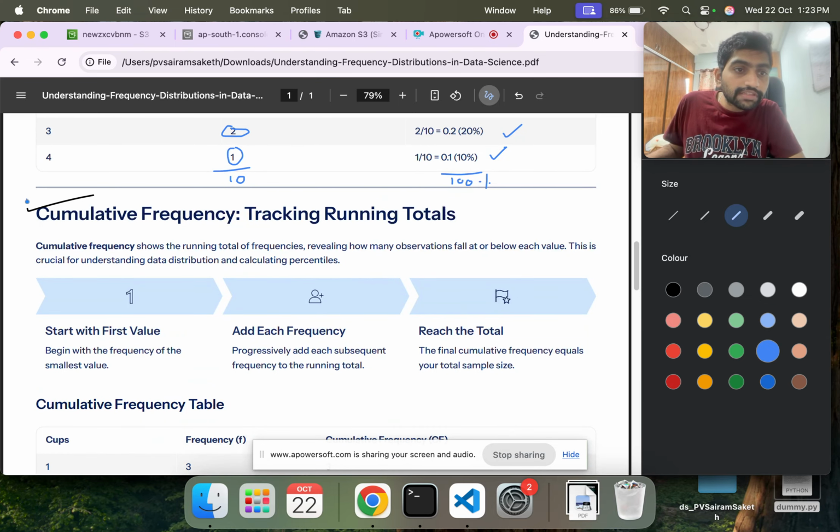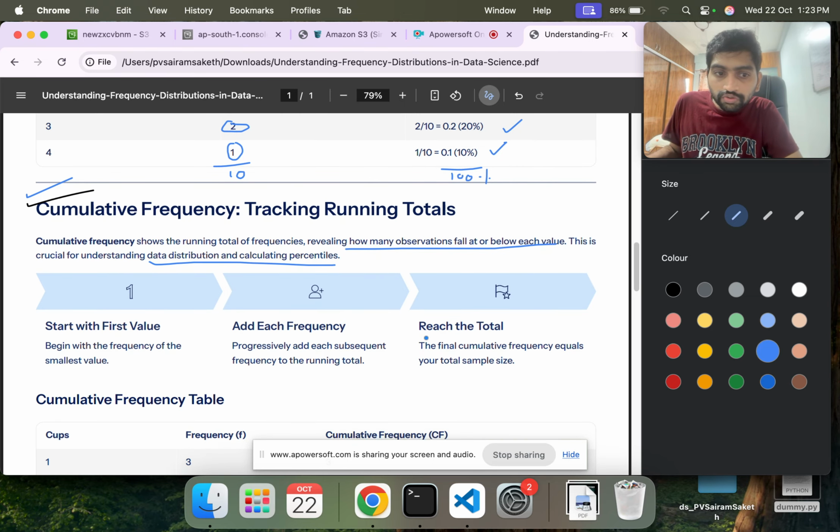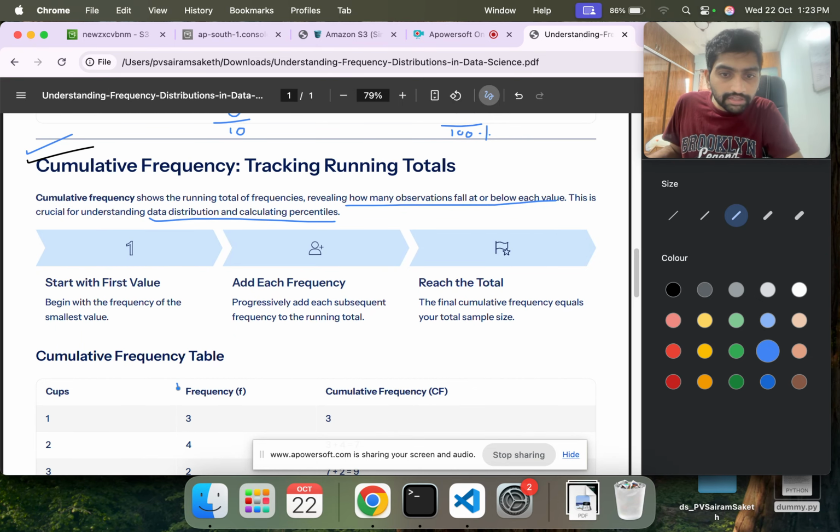The third frequency is cumulative frequency. So what is cumulative frequency? Cumulative frequency will tell how many observations fall at or below each value. Total how many observations are there, that will be told by the cumulative frequency. It is very important for data distribution and for calculating percentiles. So to find the cumulative distribution, first you have to calculate the frequency.